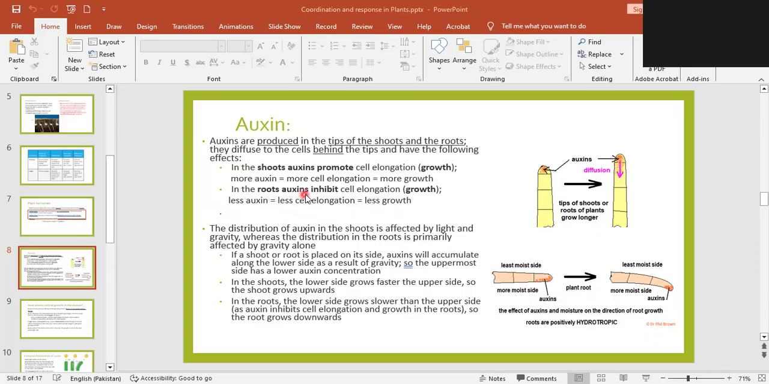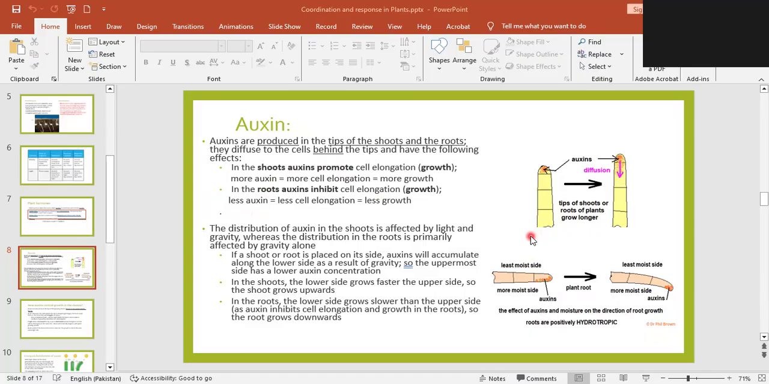In the root, auxins inhibit the cell elongation. The amount of the auxin in the root is less, and the amount of the auxin in the shoot is more. In the shoot, it is promoting the growth, and in roots, it is inhibiting the growth. So this is the function of auxin in the group.